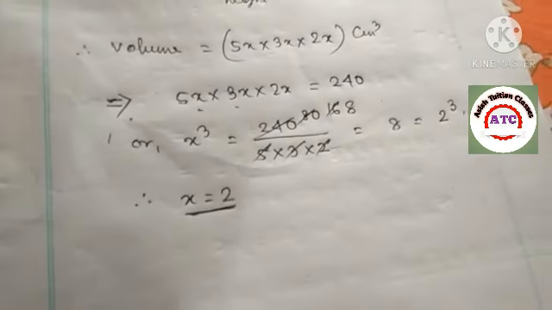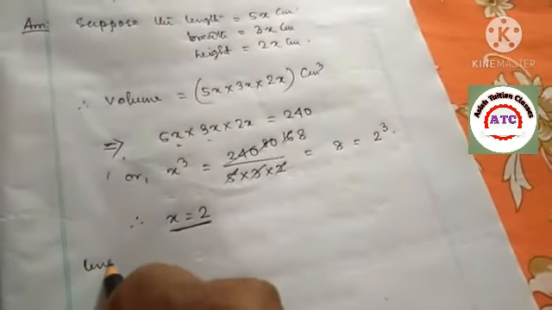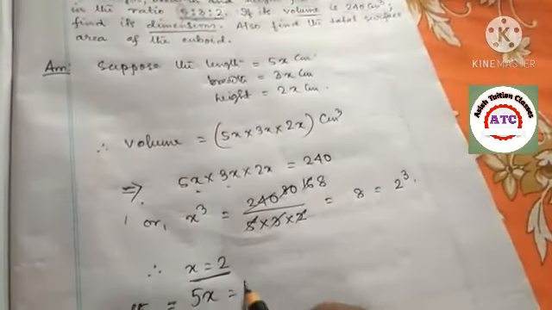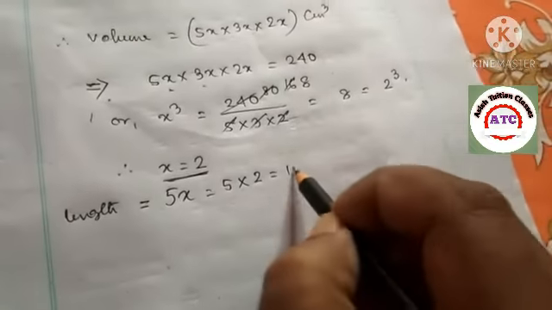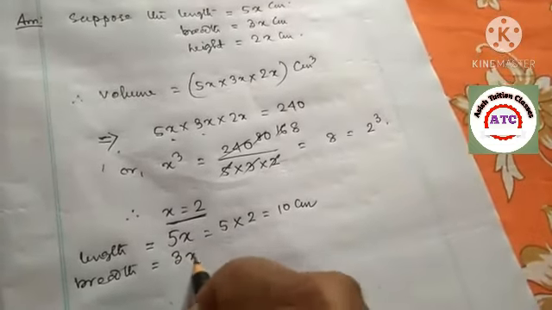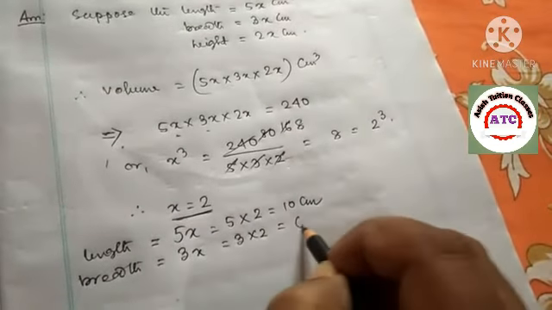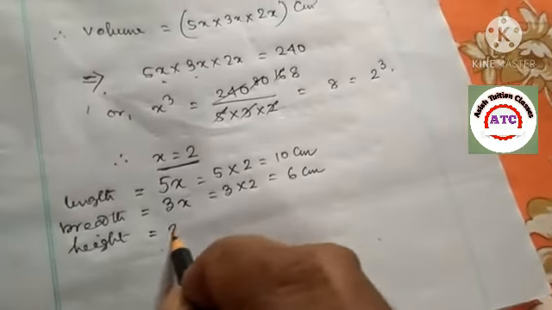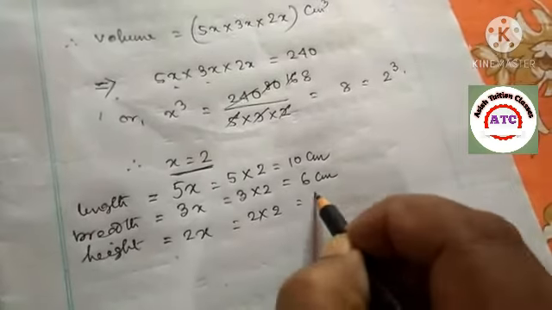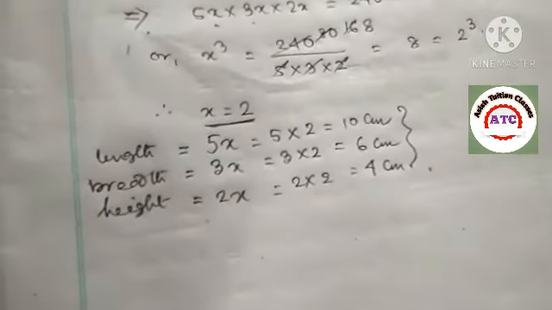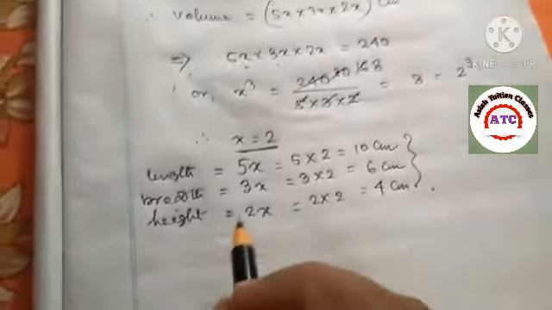Now we can calculate the length. Length is equal to 5x. 5x means 5 into 2. This means 10 centimeter. Breadth is equal to 3x, equal to 3 into 2. This means 6 centimeter. Height is equal to 2x, equal to 2 into 2. That means 4 centimeter. These are the dimensions of the cuboid, length, breadth and height. Now we have to find out the total surface area.